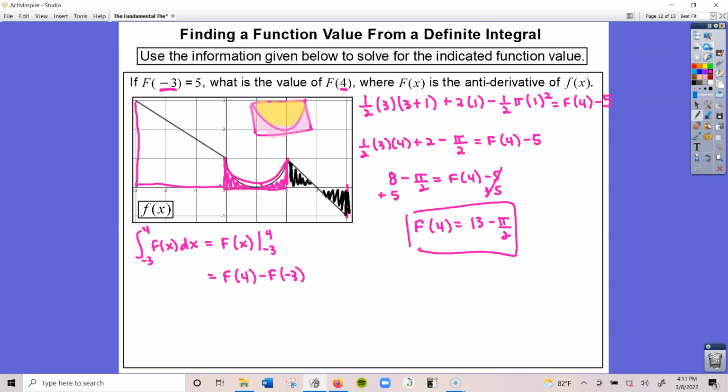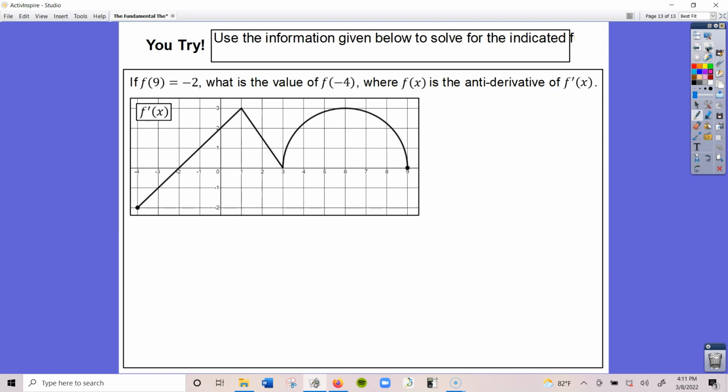Let's try that one more time. If f of 9 is equal to -2, what is the value of f of -4, where f of x is the antiderivative of f prime? So here is my f prime.